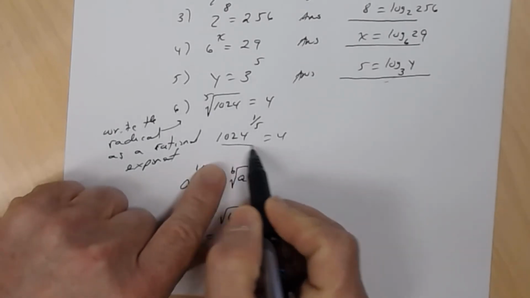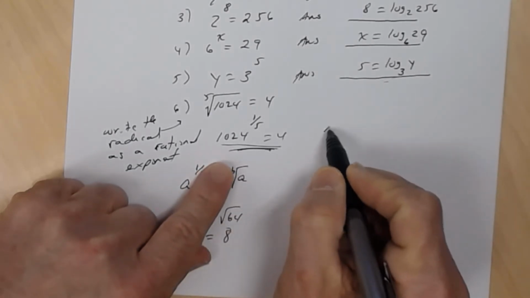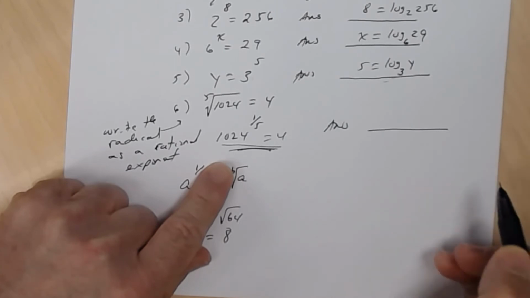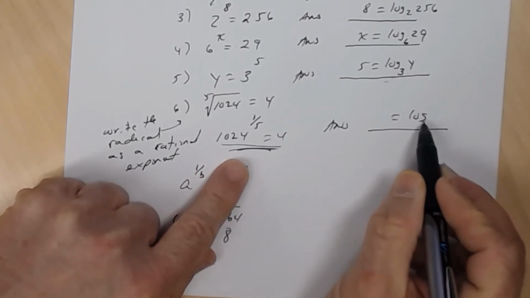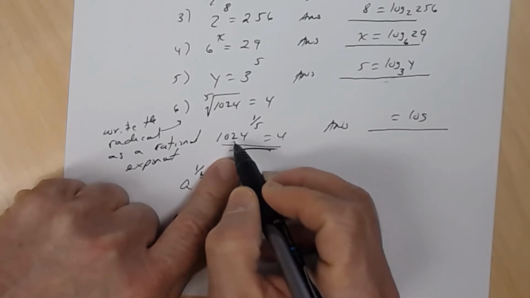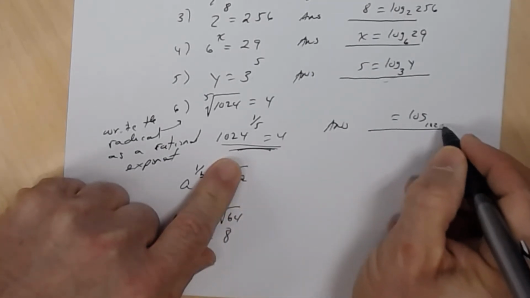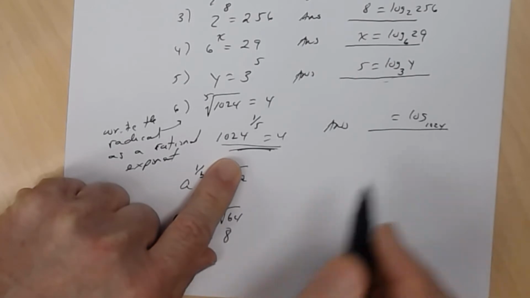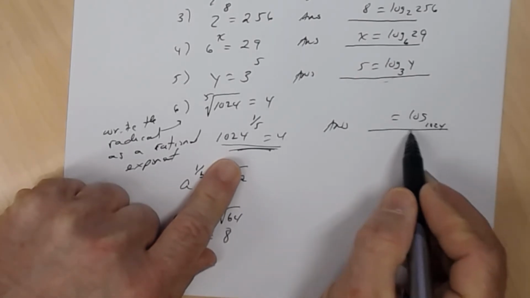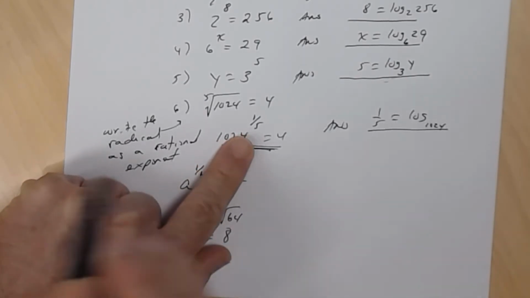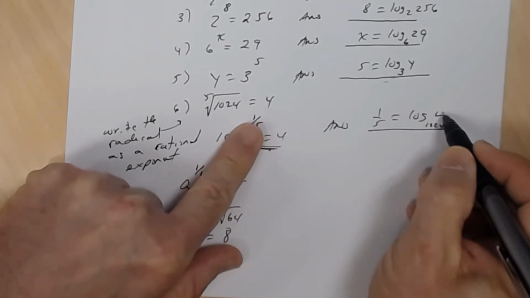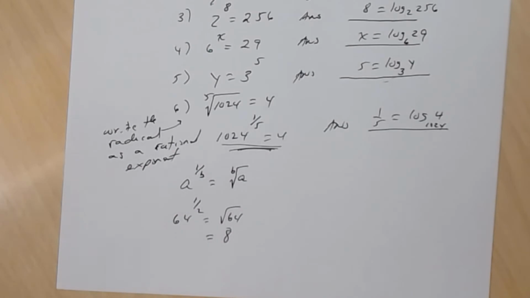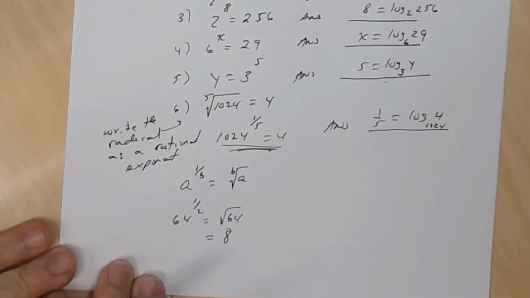All right, now I'm going to take this right here and change it to a log equation. So I'm going to say equal log. That base is this base here. So what's this base? 1024. So you can write that as a subscript, just like that. So 1024 raised to what power? 1/5. That goes here. And the 4 is my argument. And that's how it looks. All right? Okay, so that's number 6.